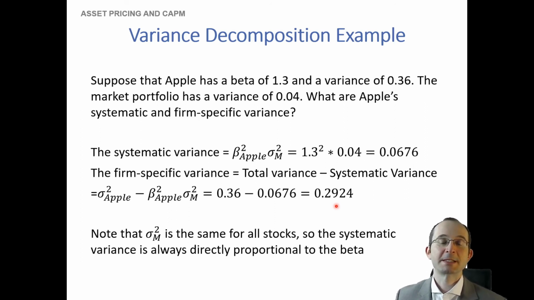And of course, since the market variance is going to be the market variance for all stocks, that will never change if you look at, instead of Apple, Microsoft. The market's still going to be the market. And that means that the systematic variance of any stock is essentially just going to be directly proportional to the beta of that stock, and that's again very consistent with what we know about risk from our discussion of the single index model.